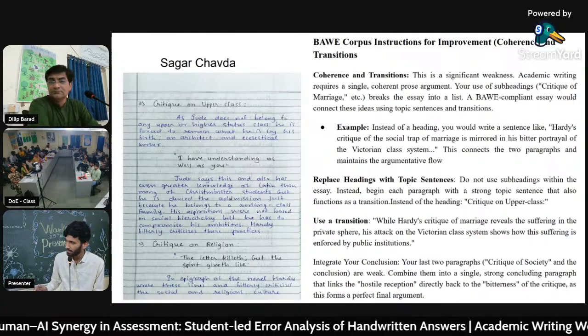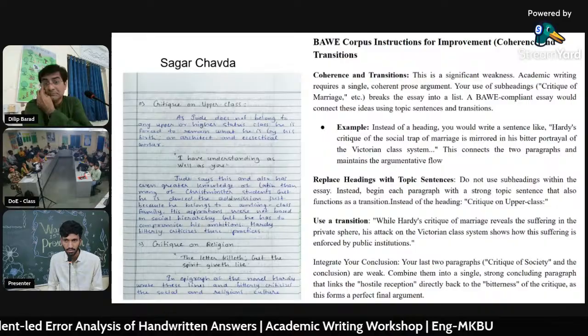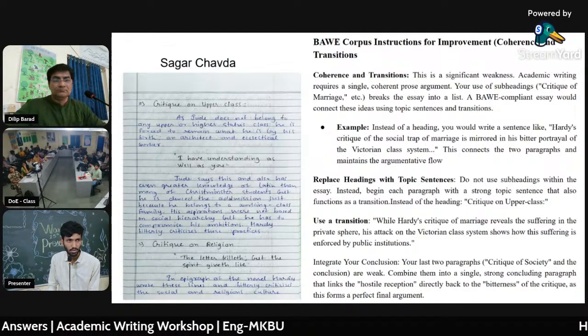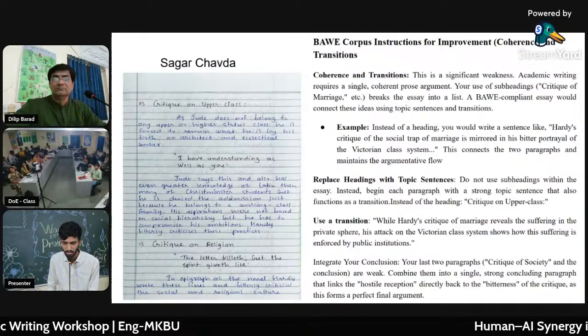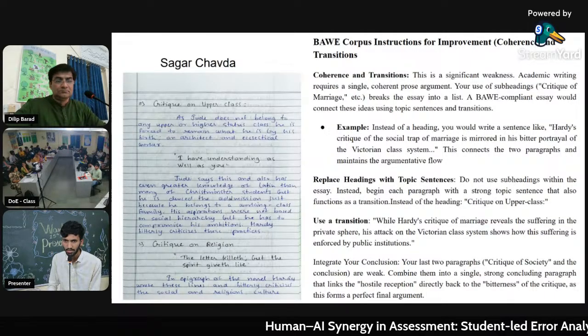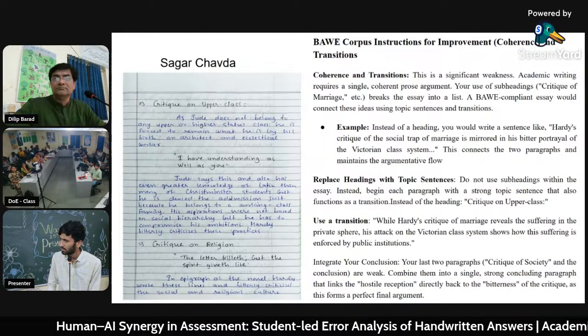We can replace it with a heading of the topic sentence. So we can highlight our topics, such as the critique of marriage, though we can just write that point in another ink, just black ink. No need to write or point out a separate point. This one.